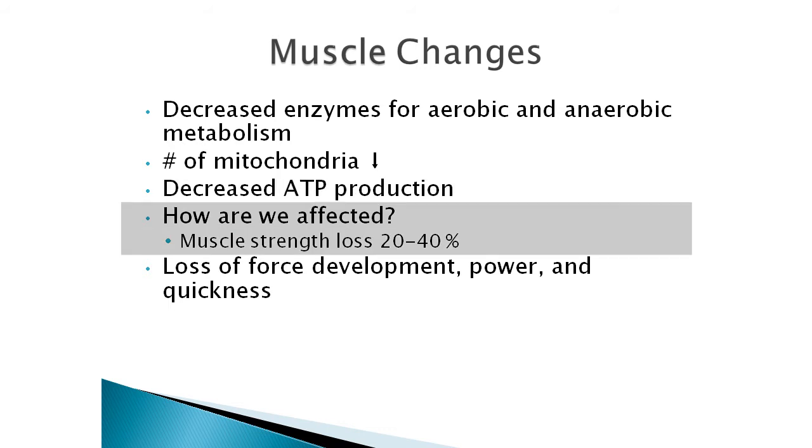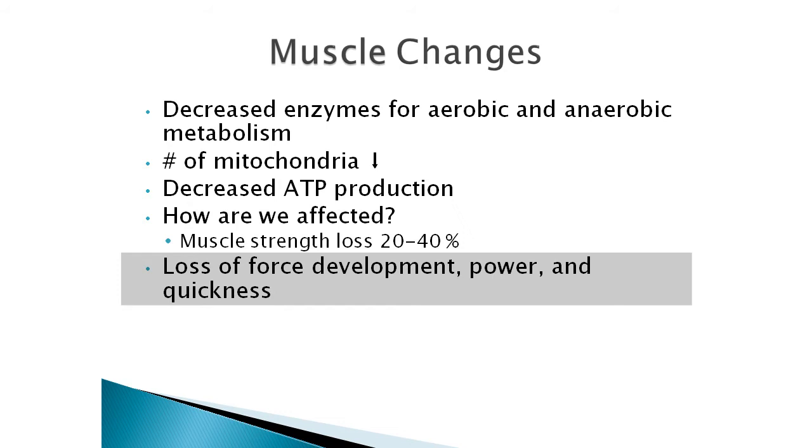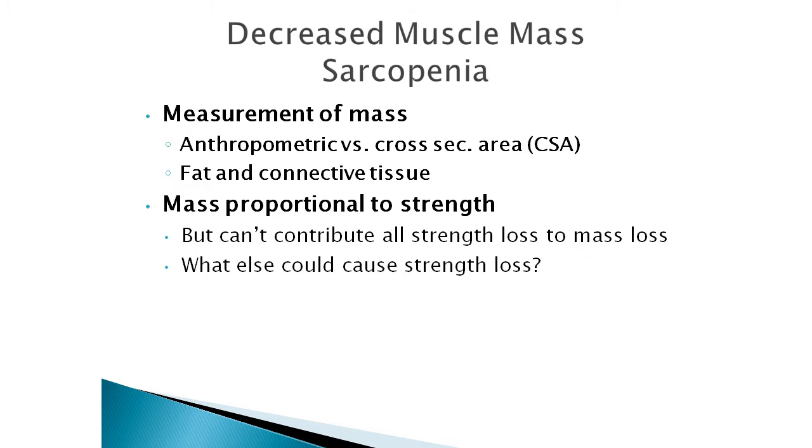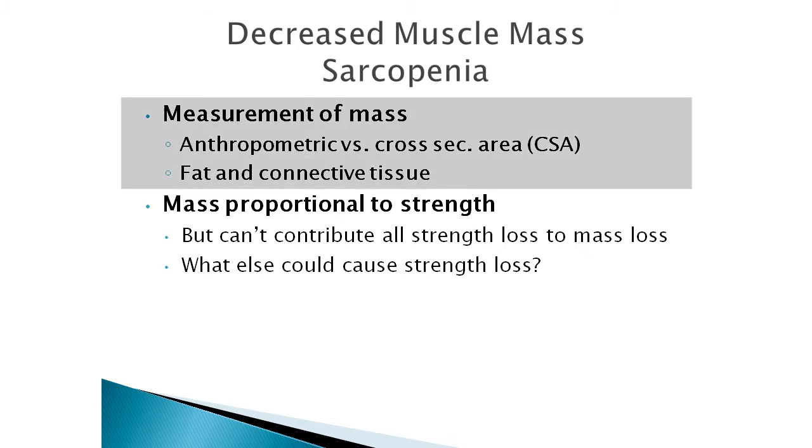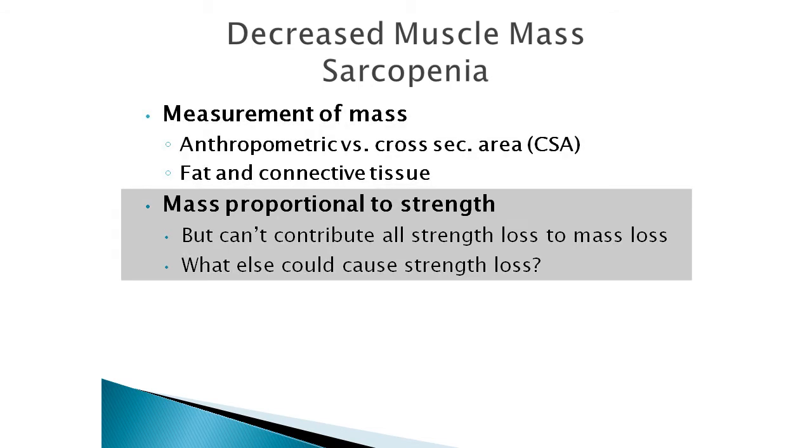The cumulative effect of all these changes is that we lose 20 to 40% of our muscle strength as we age, with a concurrent loss of force development, power, and quickness. There is a specific term for this decrease in muscle mass caused by aging: sarcopenia. A cross-sectional area of an older muscle shows more fat and connective tissue with the loss of muscle fibers. But although mass is proportional to strength and the decrease in muscle mass is indicative of a loss of strength, this alone does not account for all strength loss.